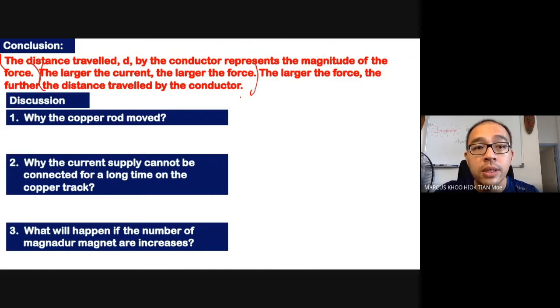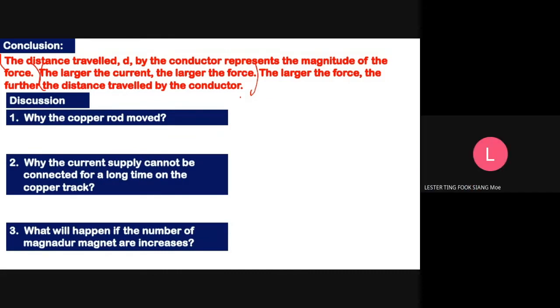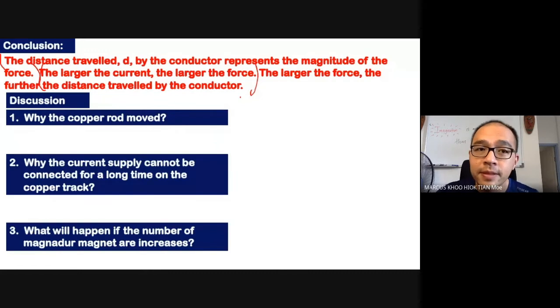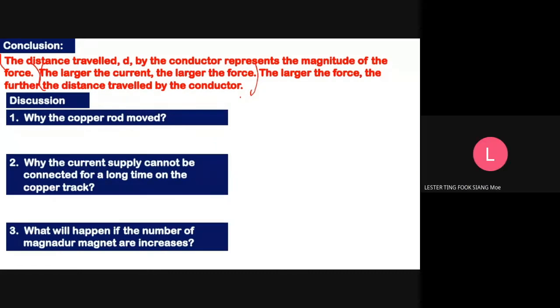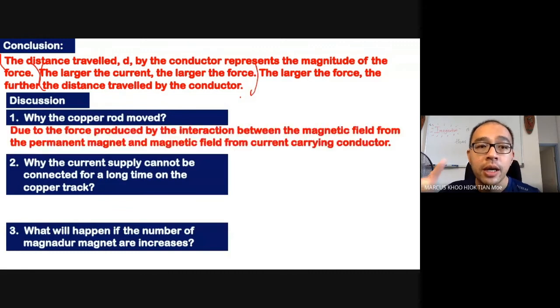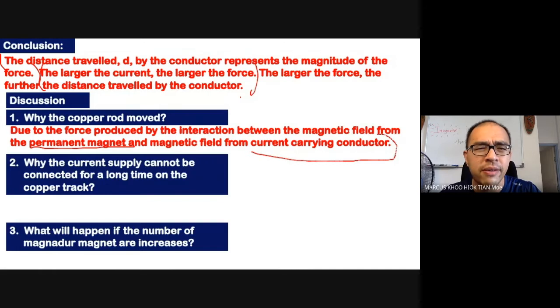So the discussion is, why does the copper rod move? What causes the copper rod to move? Let's hear an explanation. We talked about this for so long already. The resultant force. Because of? Because of the interaction between two magnetic fields. Very good. Interaction between two magnetic fields. Let's up your game a little bit: interaction between the magnetic field from the permanent magnet and from the current carrying conductor.